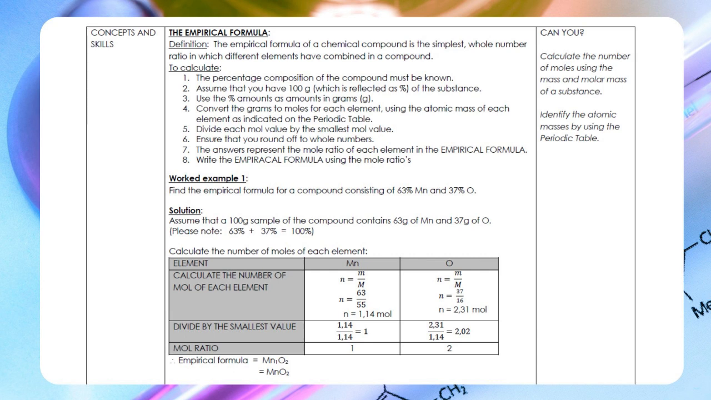Worked example 1. Find the empirical formula for a compound consisting of 63% Mn and 37% O. Solution: assume that a 100 g sample of the compound contains 63 g of Mn and 37 g of O. Please note, 63% plus 37% equals 100%. Calculate the number of moles of each element. Empirical formula equals Mn1O2 equals MnO2.